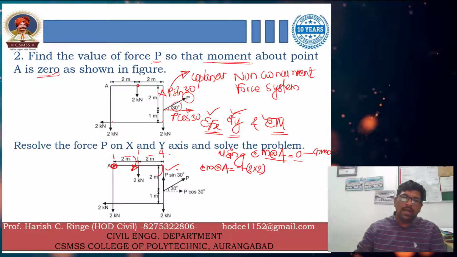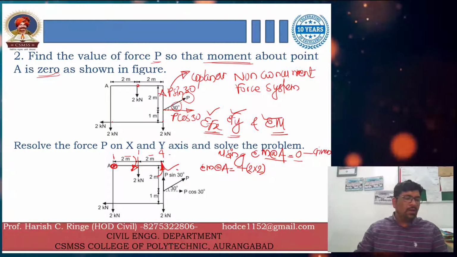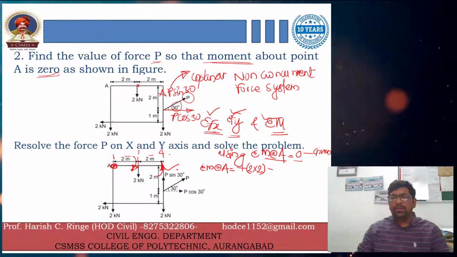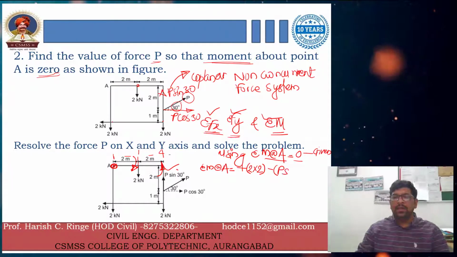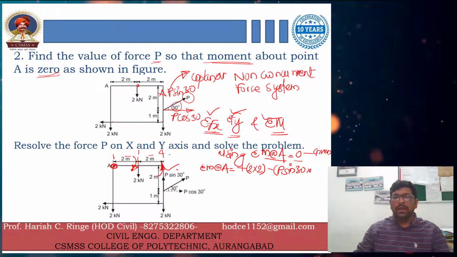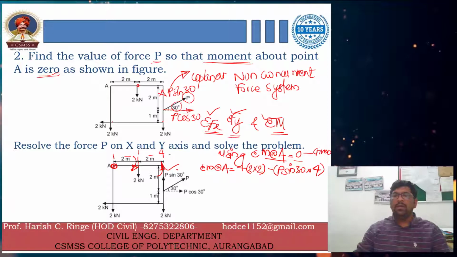So ये आपका क्या हो जाएगा? इस डायरेक्शन में इसका ये रोटेशन बन जाएगा. बराबर. So it will be a negative in bracket. It will be P sin 30 into 4, right? So this will be the value.